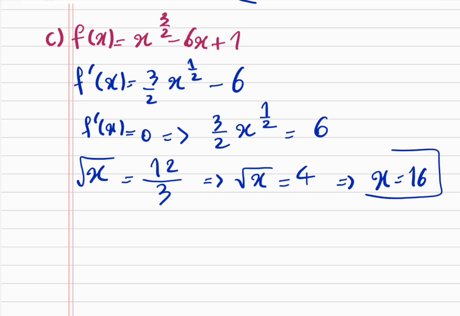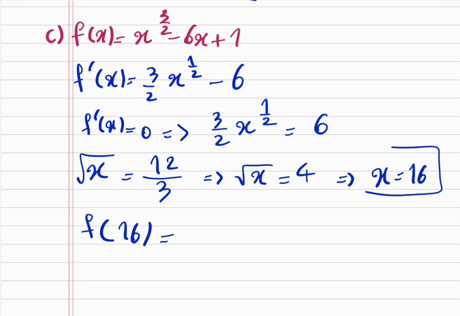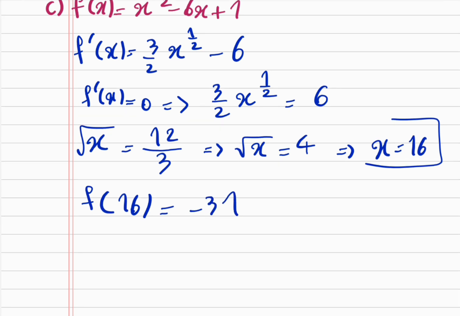Right, so 16 is the x coordinate of the point for which its gradient is equal to 0, and we want to know what are the coordinates of the point. So we also need to find the y coordinate. So we just need to find f of 16, which means substituting 16 into f of x, and if you do so then we are going to get minus 31. So the coordinates of the point where the gradient is 0 are 16 and minus 31.